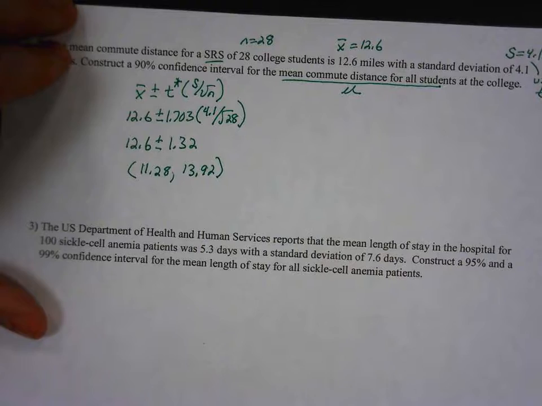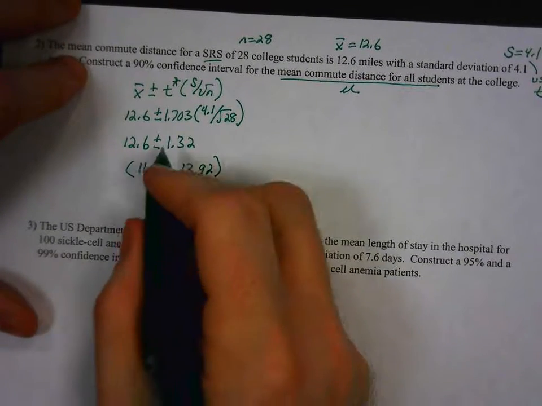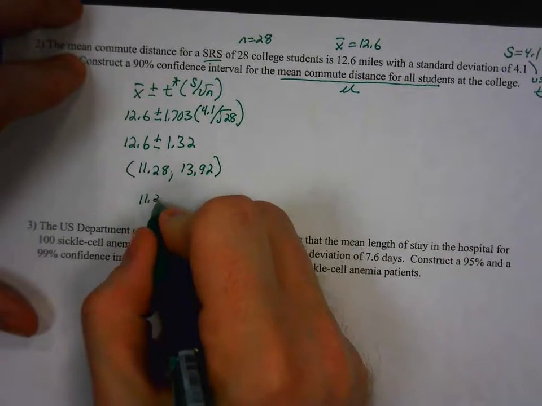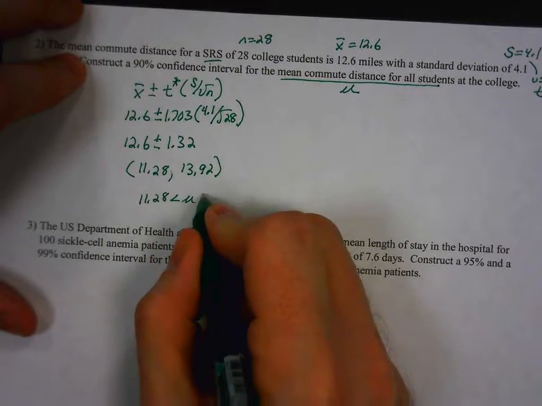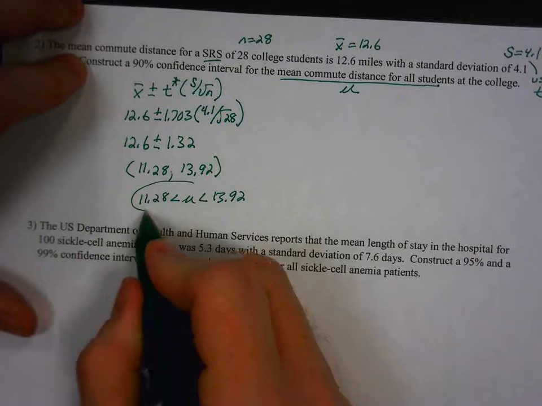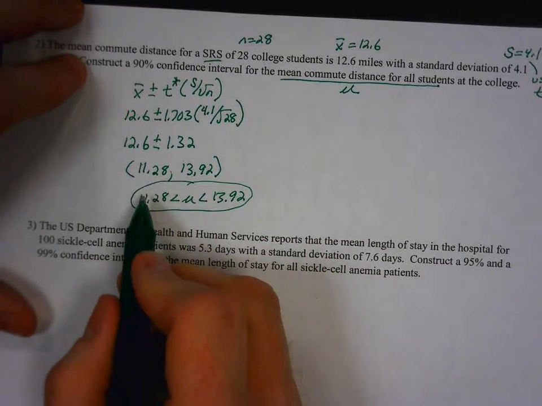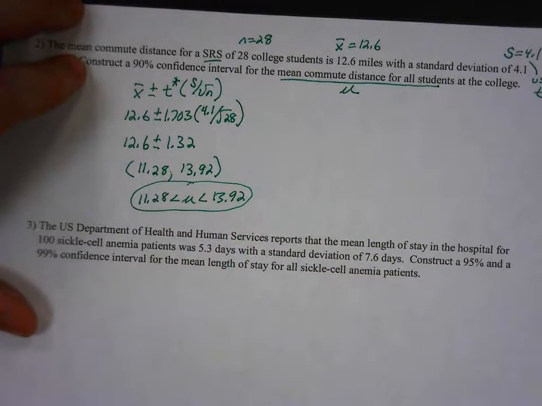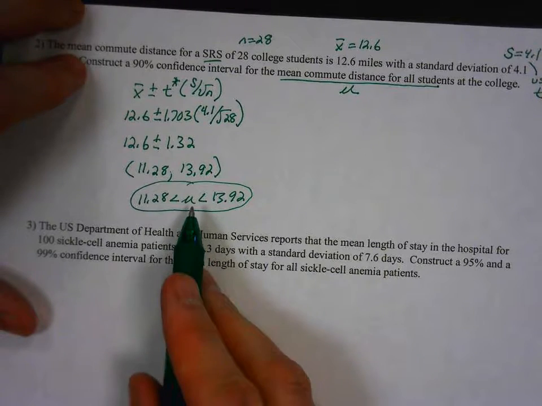Okay, so what that tells us is we're 90% confident that 11.28 is less than mu is less than 13.92. So there's our confidence interval. You can write it either way, either of these two ways. We're 90% confident that our interval contains the true value of the mean commute distance for all students.